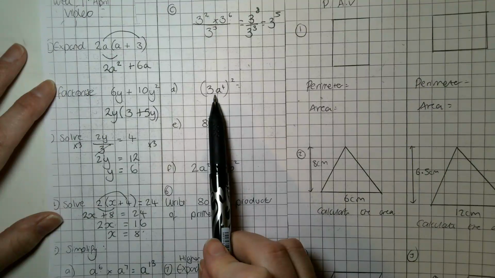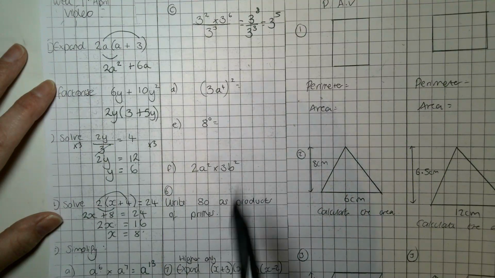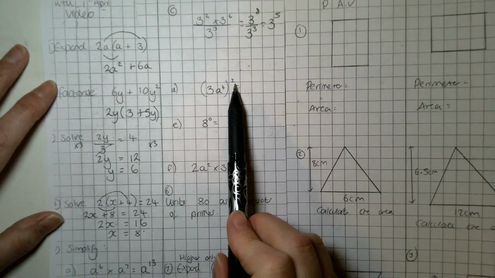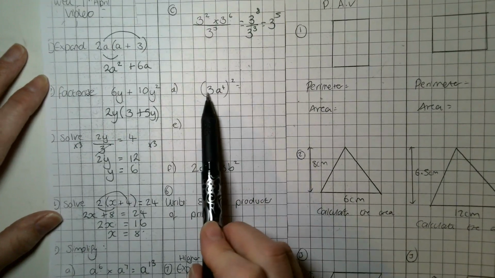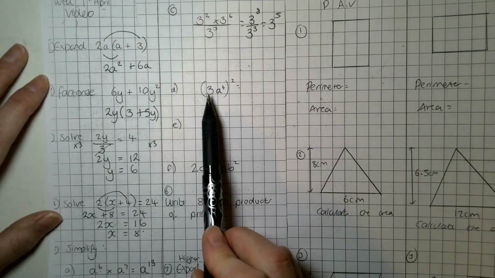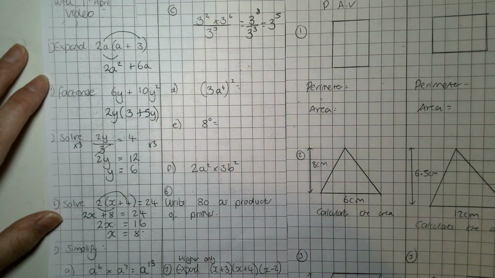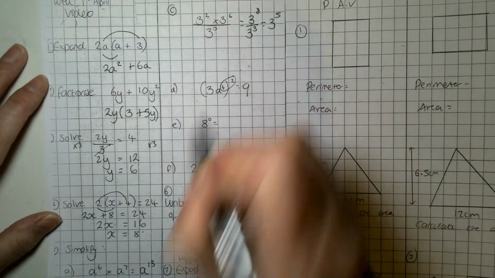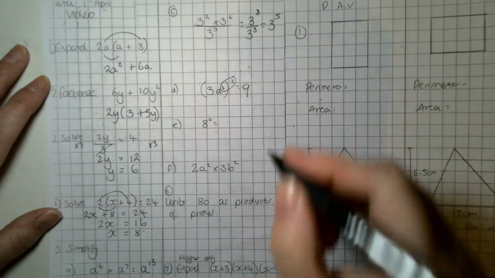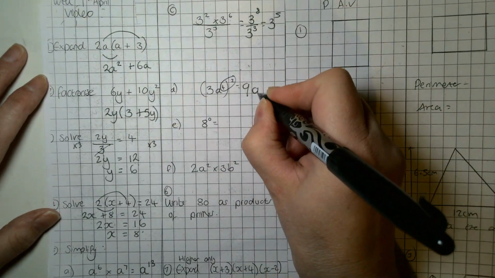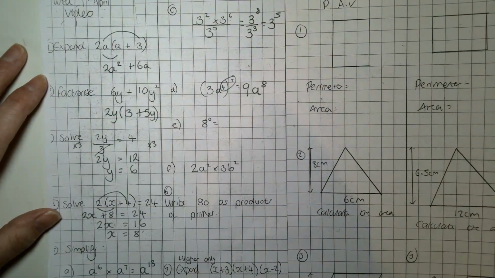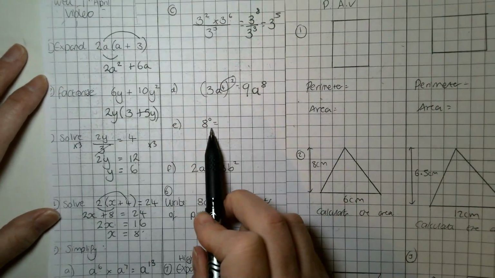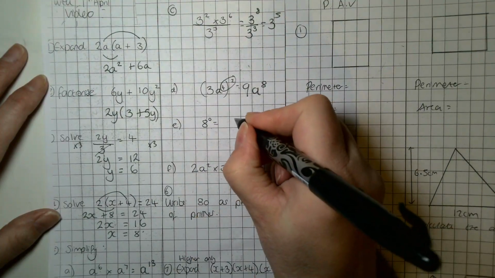When you have a bracket and then a power, you apply that power, so the squared, to everything inside the bracket. So that means to this 3, but also to the a to the power 4. So you're going to square the 3, which is 9, and then you're going to do a to the power 4 and then square that, effectively timesing the two numbers together. So a to the power of 8. Anything to the power 0 we should know equals 1.